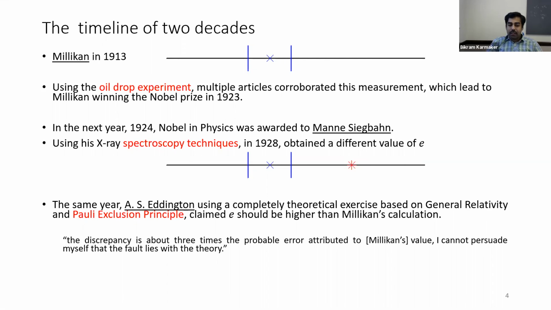So in the paper, Eddington writes, the discrepancy is about 3 times the probable error attributed to Millikan's value, and I cannot persuade myself that the fault lies in theory. When he talks about theory, he means the theory he used, starting from general relativity and the Pauli exclusion principle; he doesn't think that's wrong. So there are two conclusions you can make from that. One, there is something wrong with Millikan's calculation. Two, one of the theories, either general theory of relativity or the Pauli exclusion principle, is wrong.